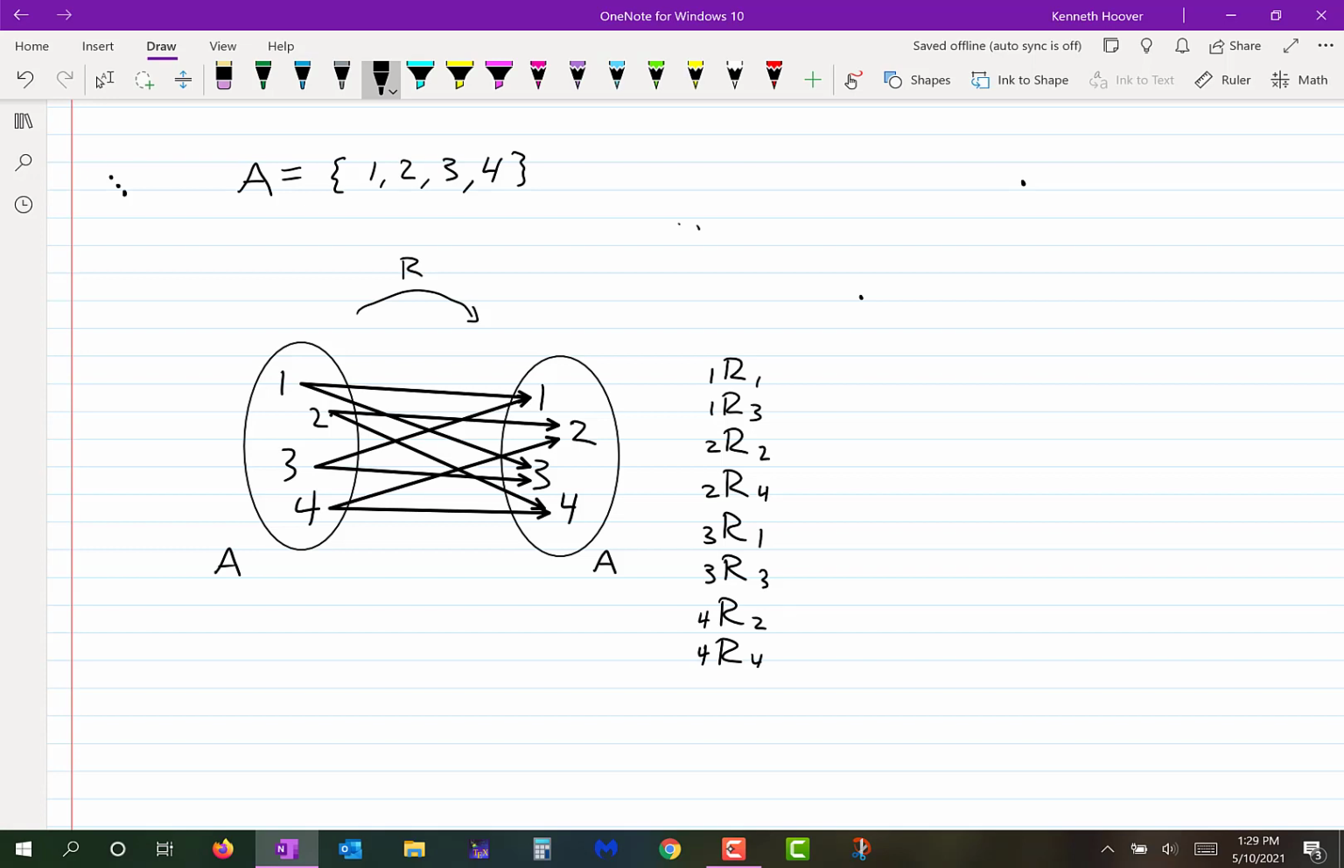Or I can write the relation equals the set of ordered pairs (1, 1), (1, 3), (2, 2), (2, 4), (3, 1), (3, 3), (4, 2), (4, 4).